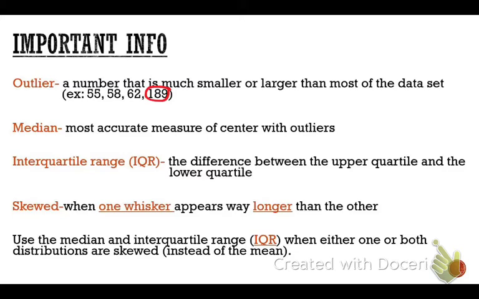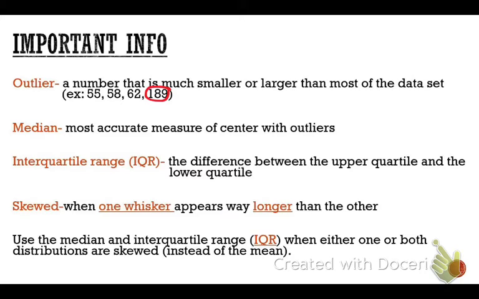Skewed. Read me what skewed means. When one whisker appears way longer than the other. We'll look at some examples of skewed data here in just a minute. And then you want to remember to use the median and the interquartile range, the IQR, when either one or both distributions are skewed. Instead of the mean, it would be better to use the median and the IQR.